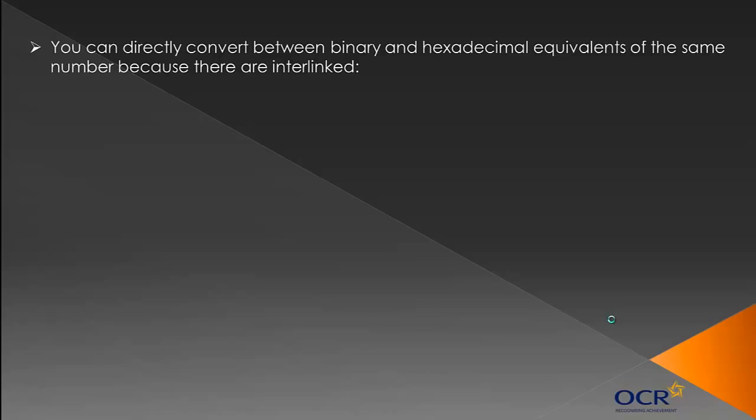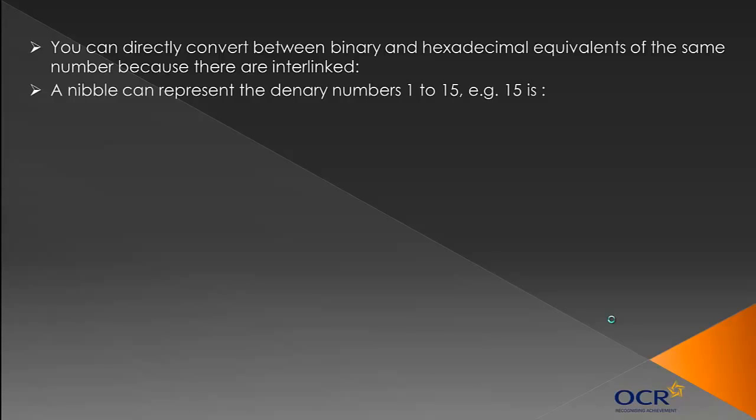Okay, now we've got to look at converting straight between binary and hexadecimal equivalents of the same number. And they're interlinked. It's really clever how this works. I really like it. It's good when you finally understand it. So a nibble can represent the binary numbers 0 to 15. For example, 15 is 1111, four ones, one nibble. A nibble is 4 bits.